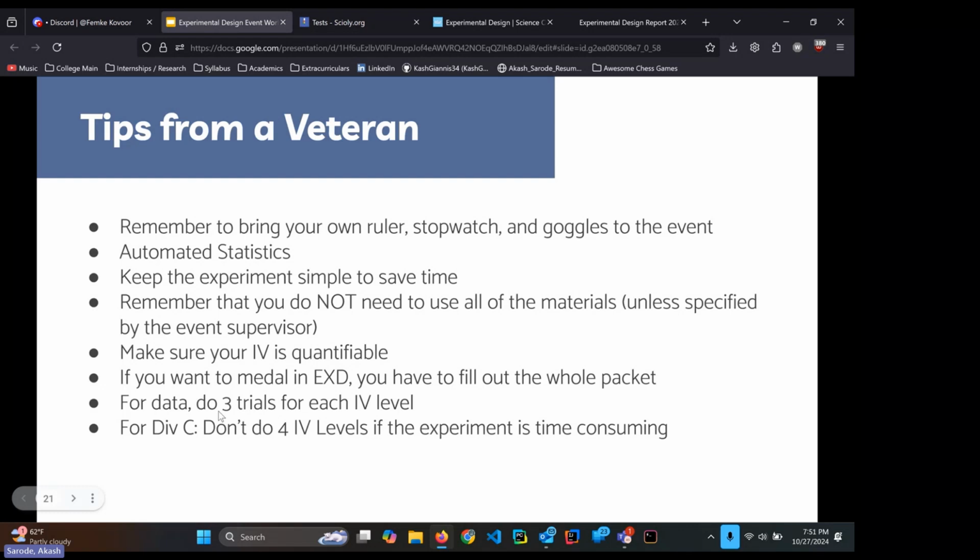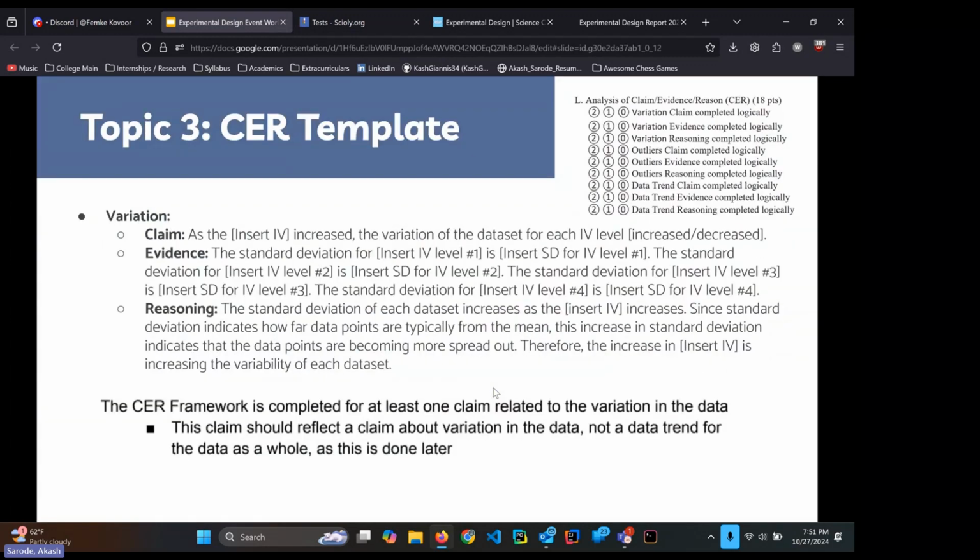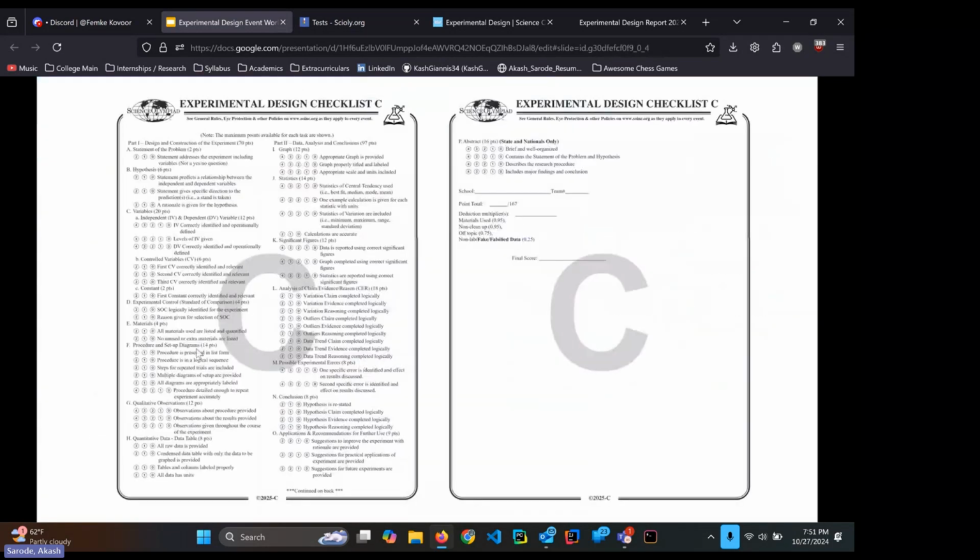And for data, do three trials for each IV level. That's basically a given. And for Div C, don't do 4 IV levels if the experiment is time consuming. I know I said earlier when I pointed out the rubric that in Division C, it says levels of IV given. Since it's worth 4 points, how judges usually grade this section is if you only use 3 IV levels instead of 4, you'd lose 1 point for that part. But the thing is, that's the only point that you would lose in the entire rubric if you did that.